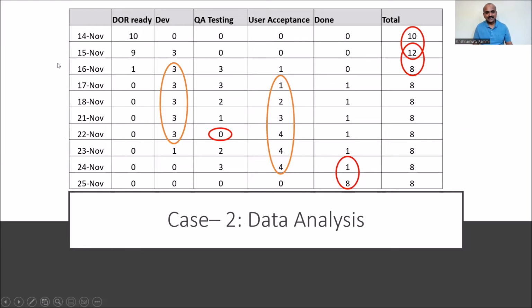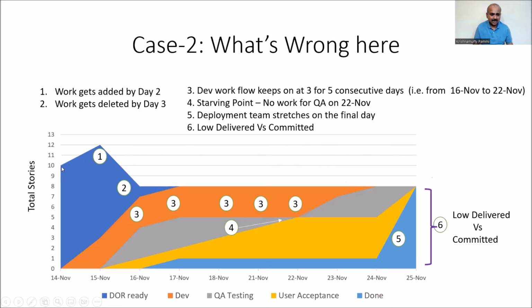Okay, let me go to the second. This is another example. Now, if you see here, on 14th November, we signed up for 10 features and 2 features got added. See, the total feature count is coming to 12. Even though the definition of ready features is 9, if you accumulate 9 plus 3, it is 12. So 2 features got added from 14th November to 15th November. The cumulative flow diagram shows it has gone from 10 to 12. Work got added by day 2.